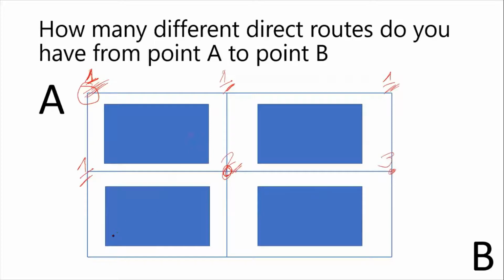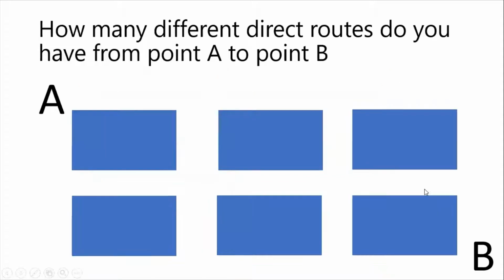Then now, we carry over again 1 from this value. We add value 1 from this value, so we have 3. Then we add this value to this value, we have 6. Indeed, in this type of junction, we have 6 different direct routes from point A to point B. Let's try what we learned.